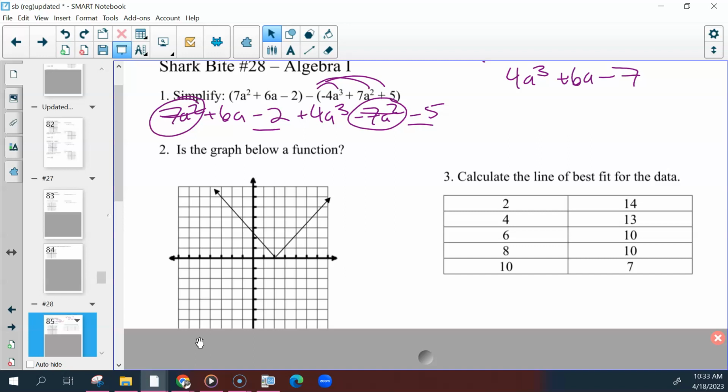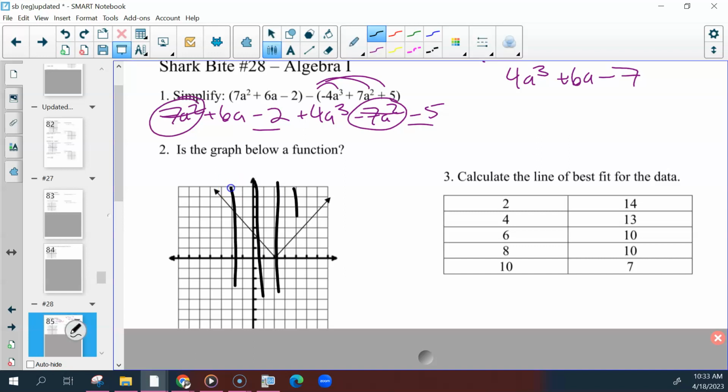Was number 2 a function? Yes, it should have been. It passes the vertical line test. You can draw a vertical line anywhere, and it doesn't touch it more than one place, so that was a function. 3 was line of best fit, so you should have been either remembering the steps on how to do it on your calculator or trying to do it on Desmos.